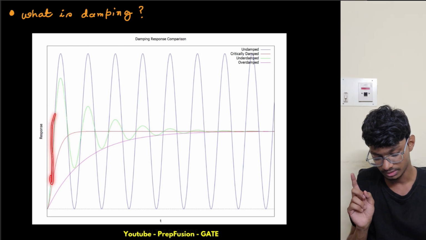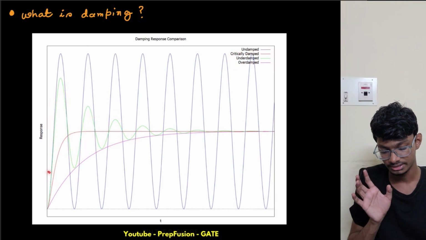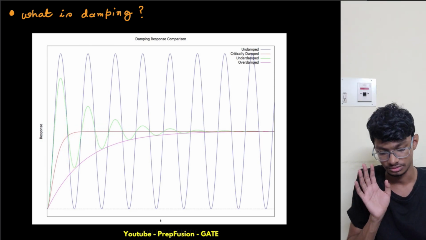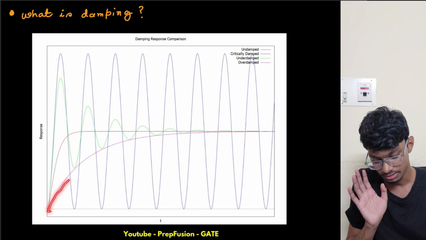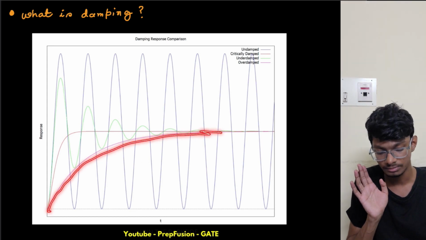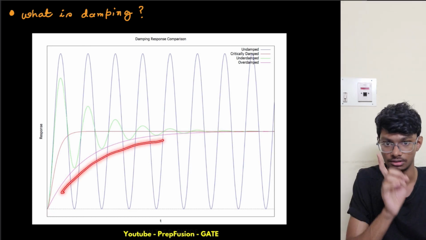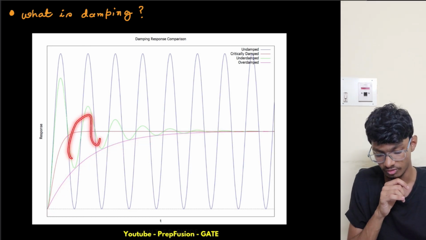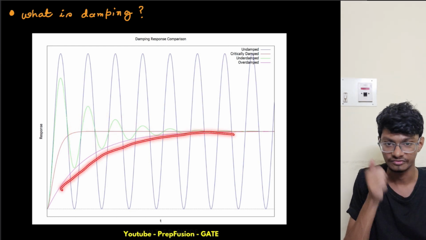Like this is some response. What is this response? This is underdamped. As I can see, there is quite a bit of oscillation if I have an underdamped system. Now this other system is reaching my steady state but very slowly. It is taking too much time. There is no oscillation here. It is not revolving around the steady state point, but it is reaching it very slowly.